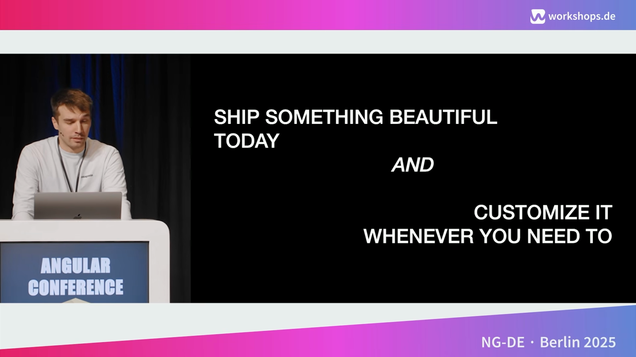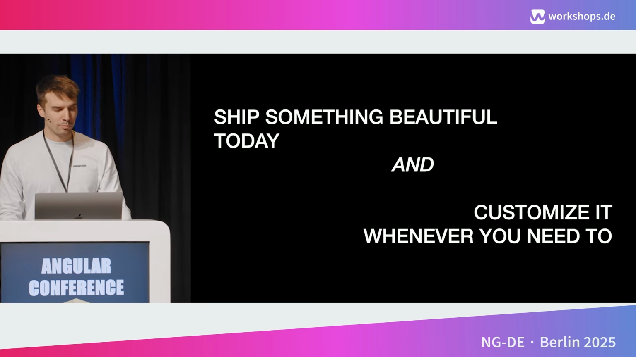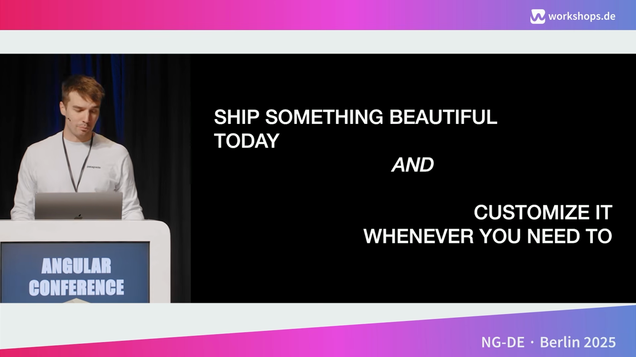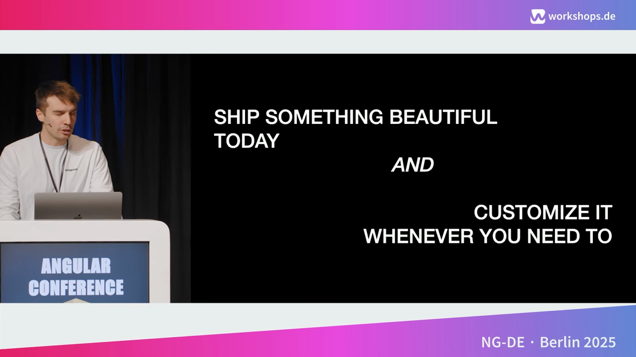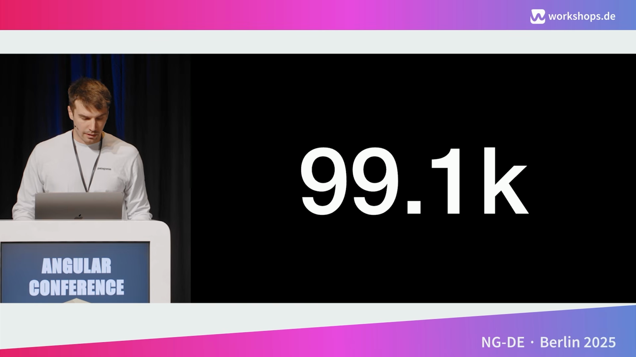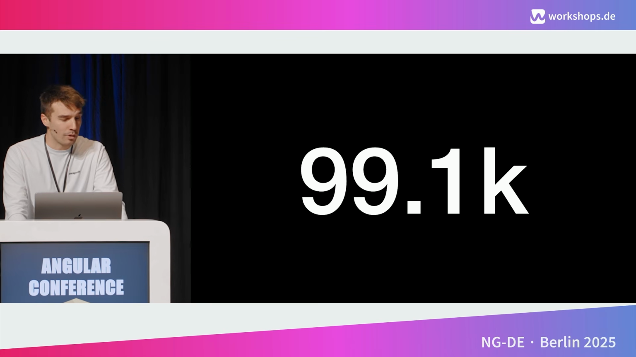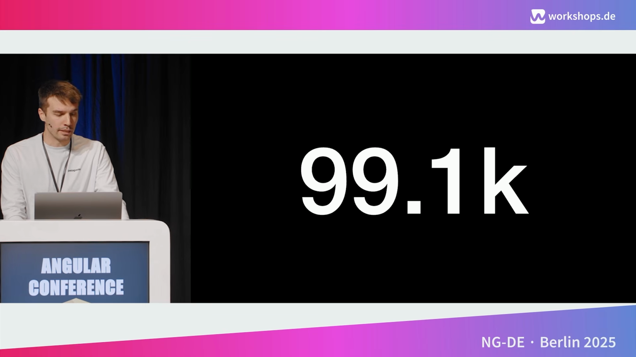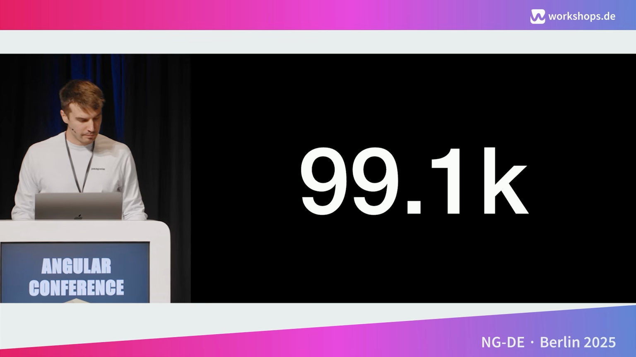And React developers lost their minds. It was so simple, it was revolutionary. You get the best of both worlds. You get to create and ship something beautiful today, but you still have the flexibility to customize it whenever you need to. And just to give you a perspective of how popular this approach is, shadcn has 99.1 thousand GitHub stars as of like last night, 2 a.m.